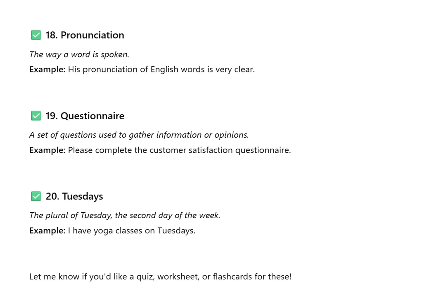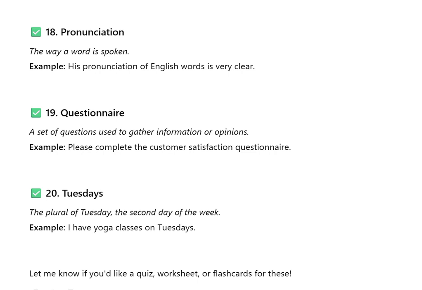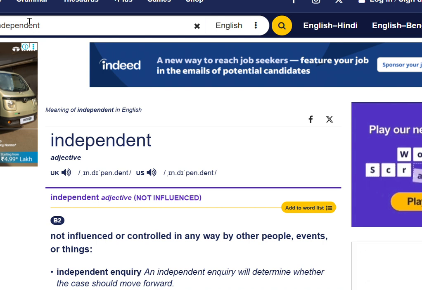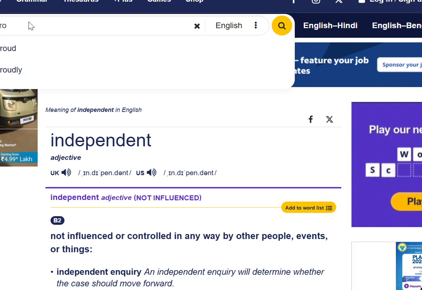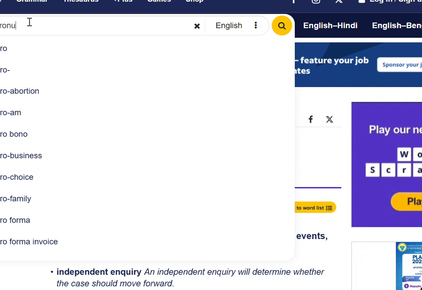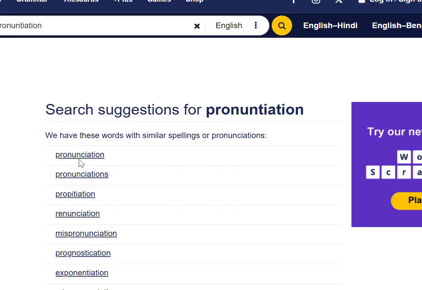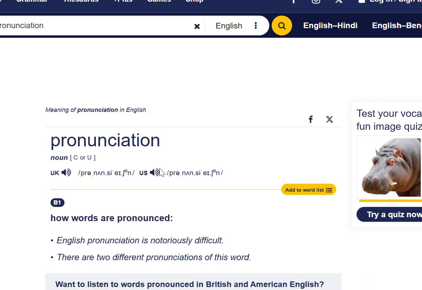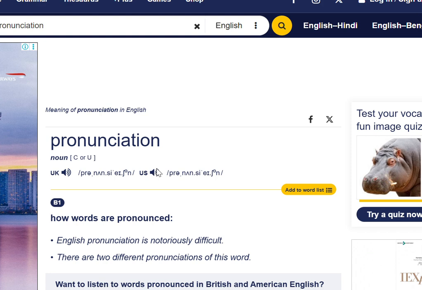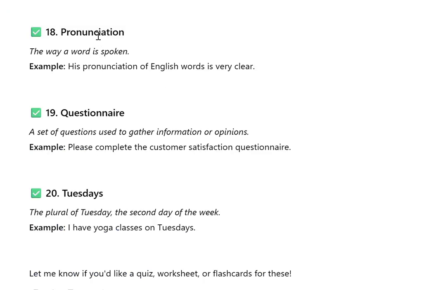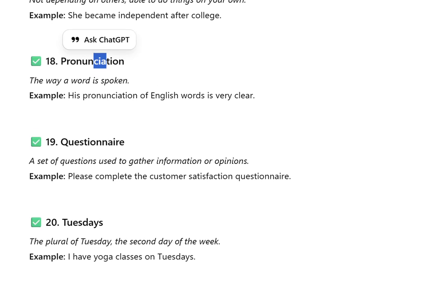So, next one is pronunciation. So most people mispronounce this word. They say it as mispronunciation. But this word is spelled this way. Pronunciation, right? So make sure you also stress the right syllable. The stress is in here. Pronunciation. Right?